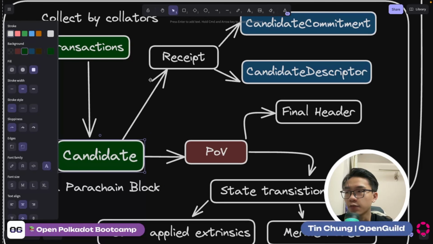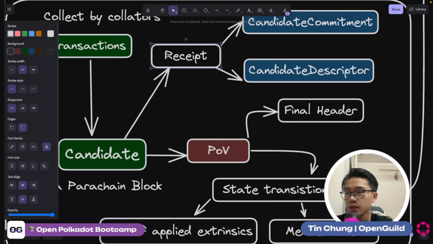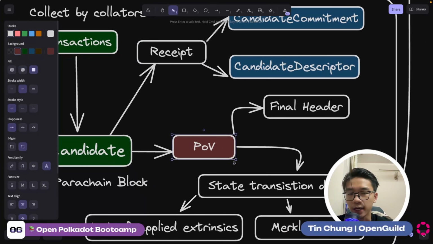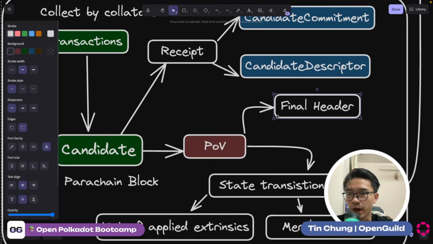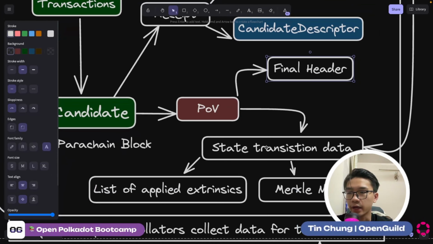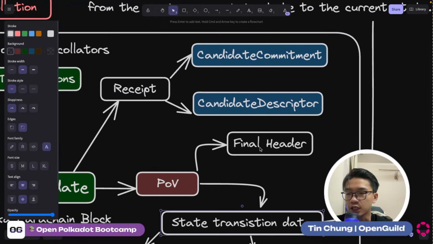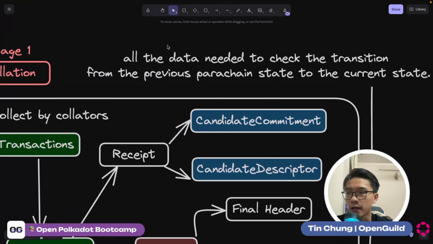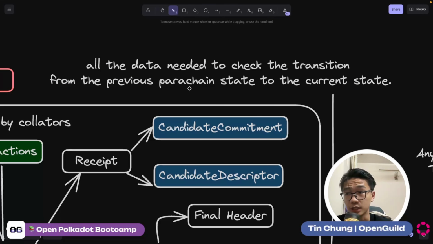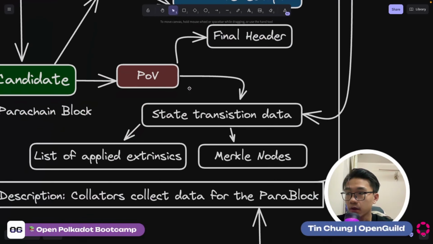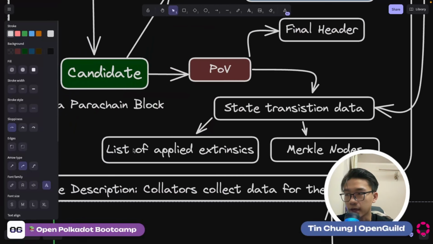This candidate contains a few different components. First is the receipt, and the second one is the PoV, or proof of validity. The proof of validity includes the final headers of the parachain and the state transition data. What is the state transition data? The state transition data is all the data needed to check the transitions from the various parachain states to the current state of the parachain. It has the list of applied extrinsics, and we already learned that an extrinsic is generated when you submit a dispatchable function, and those extrinsics change the state of the parachain from state A to state B.